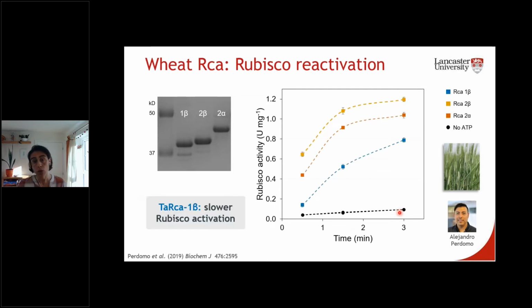By comparison, when we add each of the Rubisco activase isoforms from wheat, Rubisco activity increases rapidly as Rubisco activase is removing those inhibitors from catalytic sites. And importantly, what Alejandro saw was that the two forms that result from expression of gene 2, so isoforms 2 beta and 2 alpha, were considerably faster at activating Rubisco compared to this other isoform 1 beta. So the catalytic rate of Rubisco activase isoform 1 beta is considerably slower than the other two isoforms.